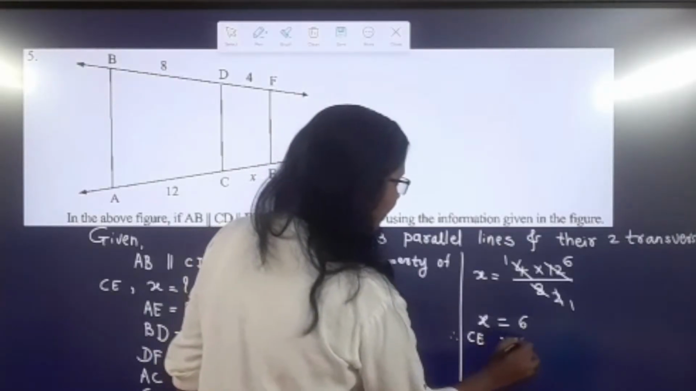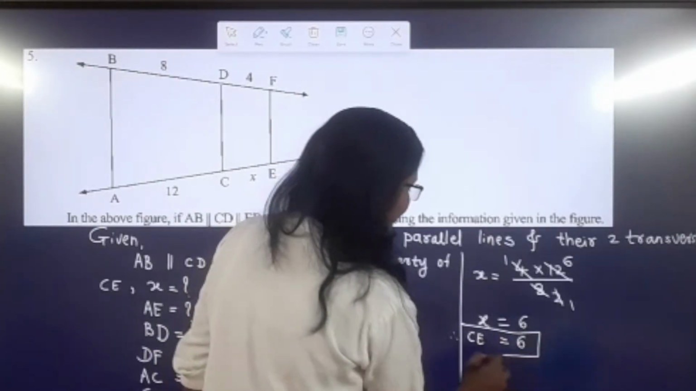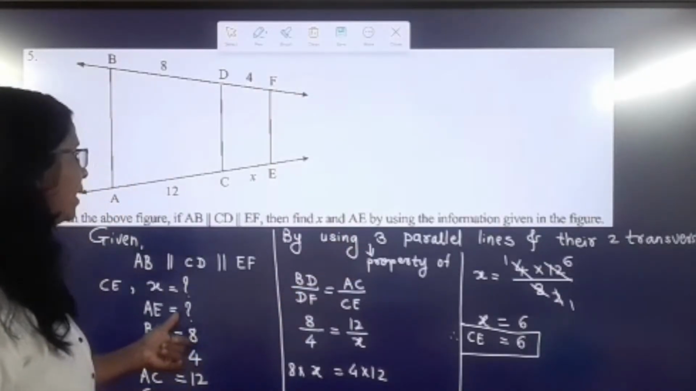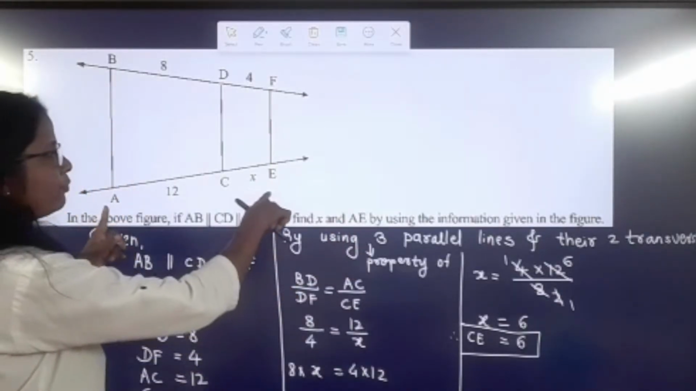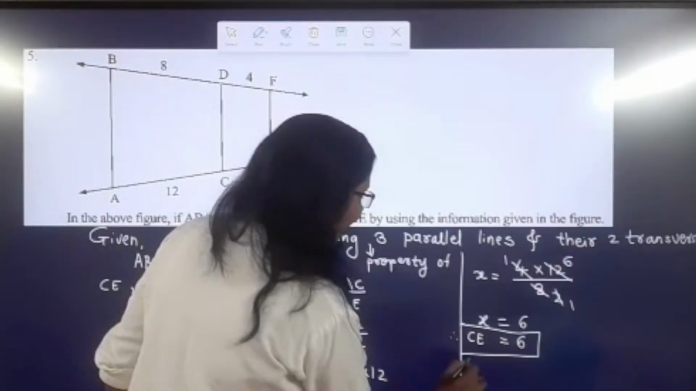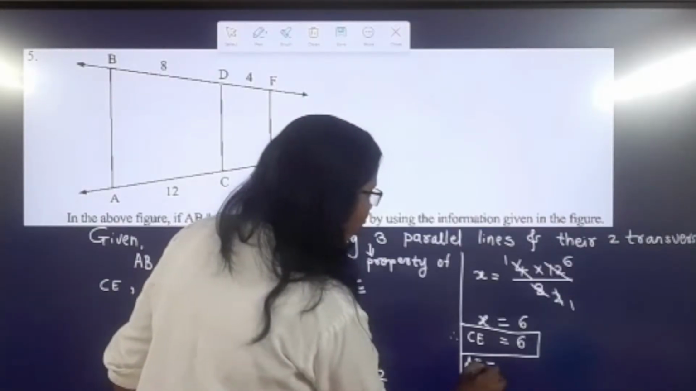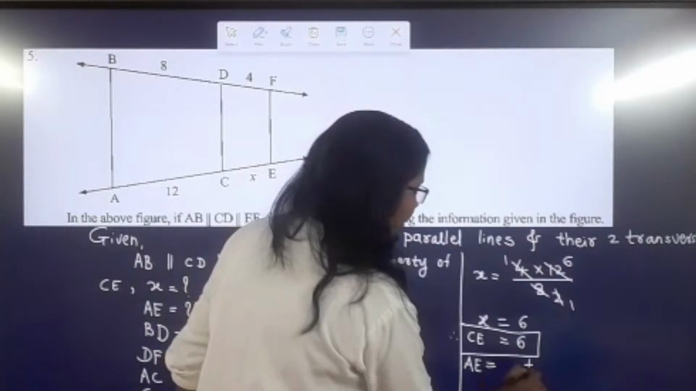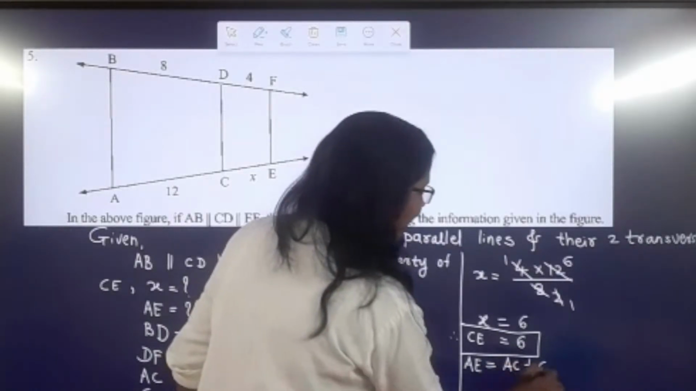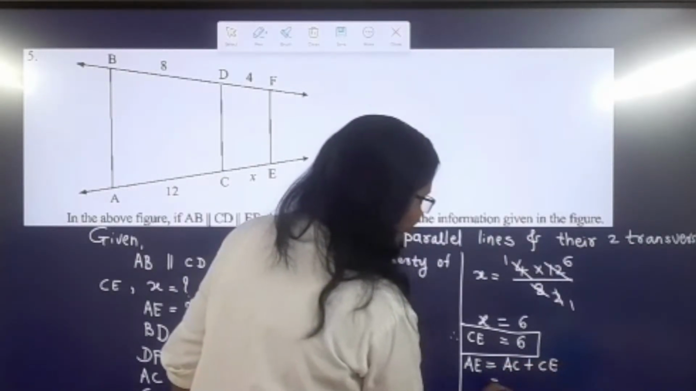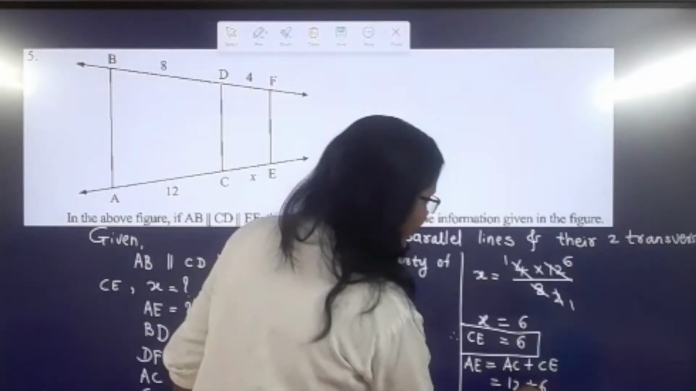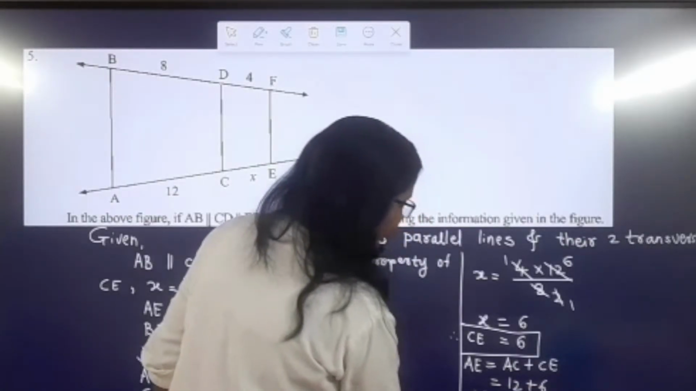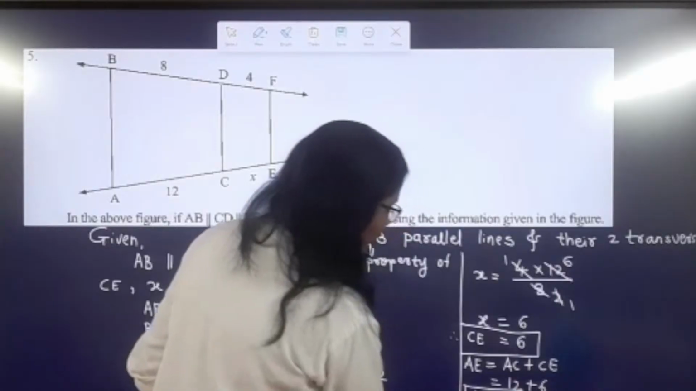Therefore, CE is equal to 6. Now here, students, we also have to find AE. How is AE formed? AE is the addition of AC and CE. We know that AC is 12 and CE is 6. So here AE is equal to 18.